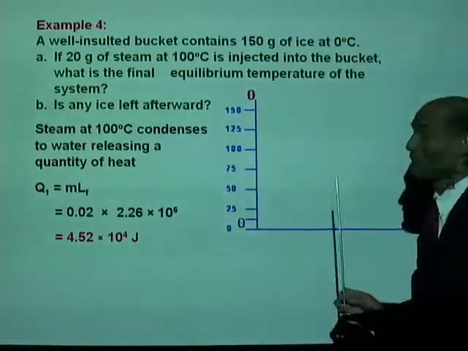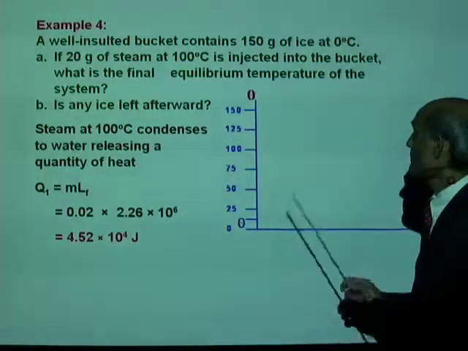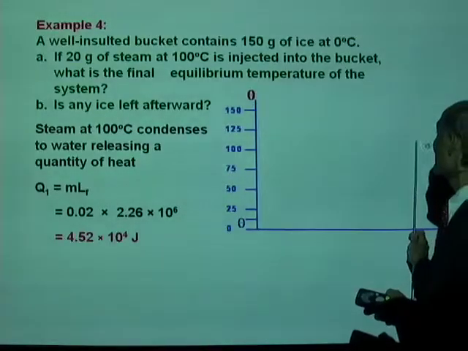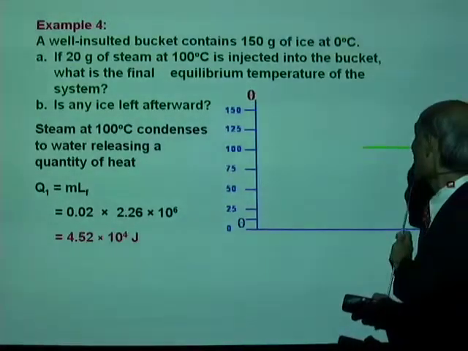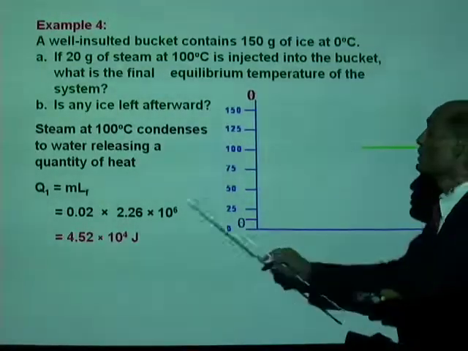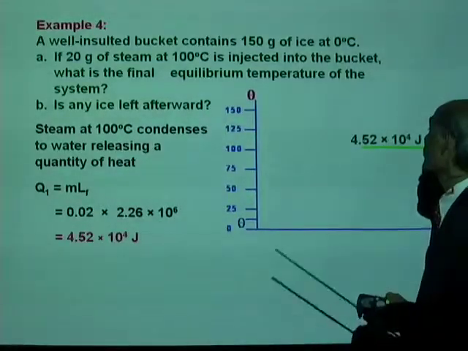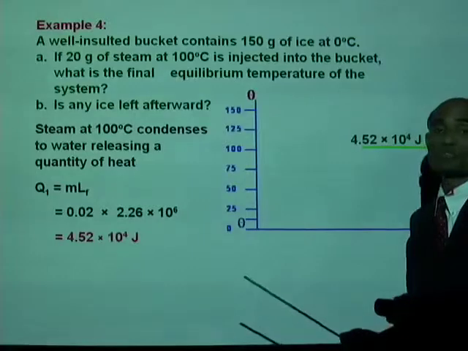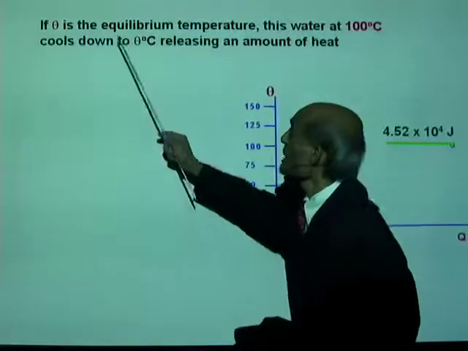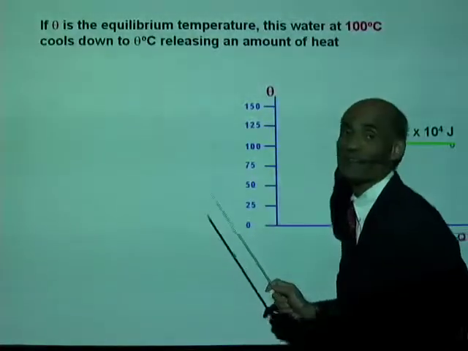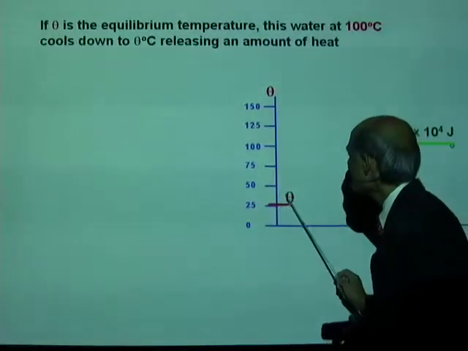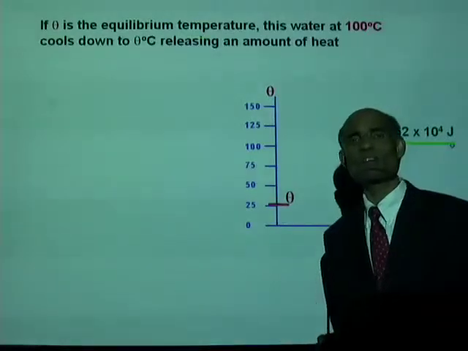Let's do it on a graph. Where will that look on the graph? We have steam at 100 degrees Celsius here, and all that steam condenses to water at the same temperature here. So the amount of heat liberated is 4.52 times 10 to the 4 joules. And now, let's assume that theta is the equilibrium temperature. That means somewhere above 0. Let that be here. Let this be theta. We don't know what value it is.